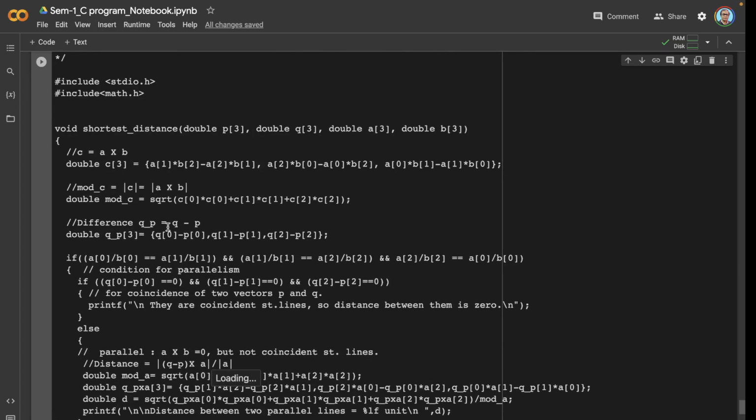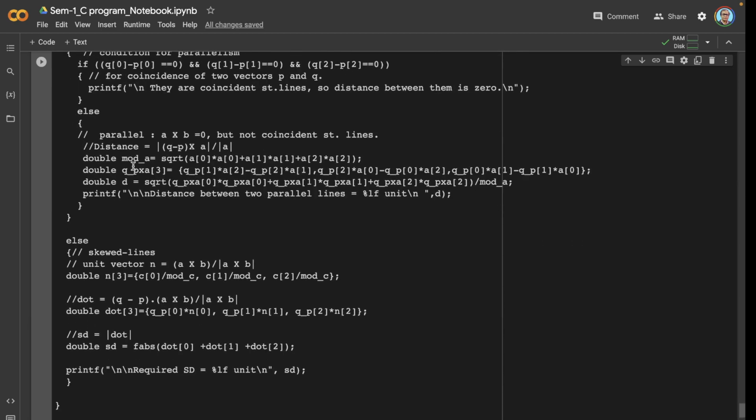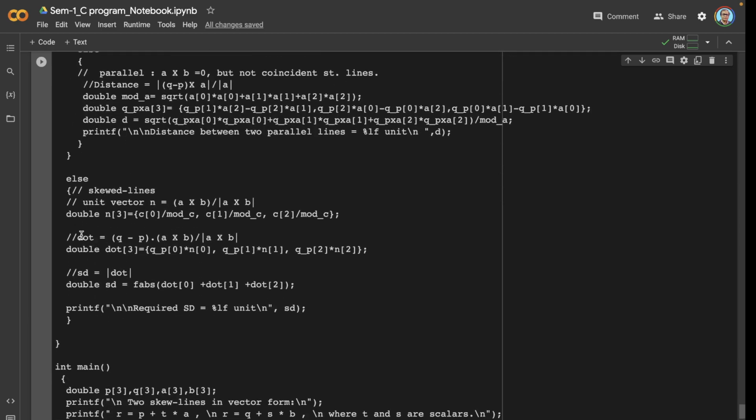So already we defined C equal to A cross B vector. So this, and dot product, it means the Q minus P dot A cross B by modulus of A cross B. So dot product is this Q minus P dot, this is the unit vector n, which is A cross B by mod of A cross B. So dot product of this.